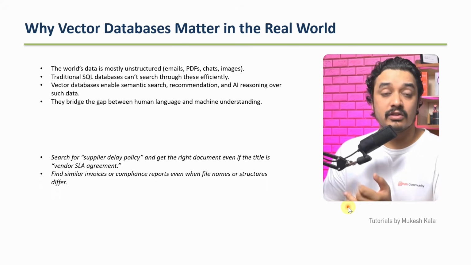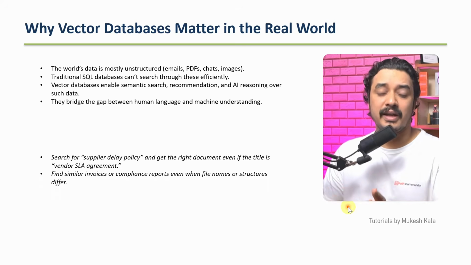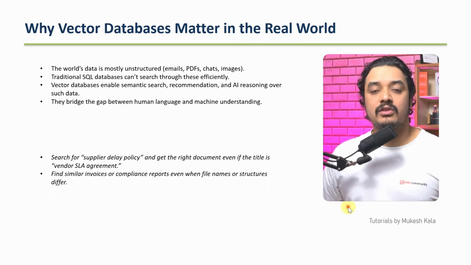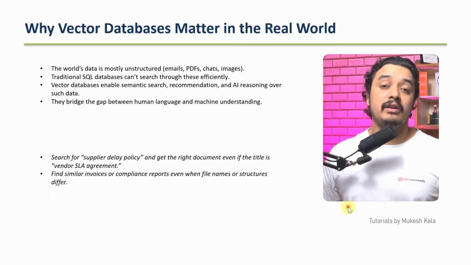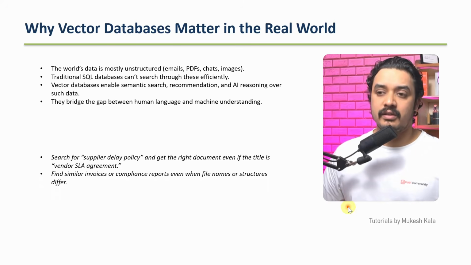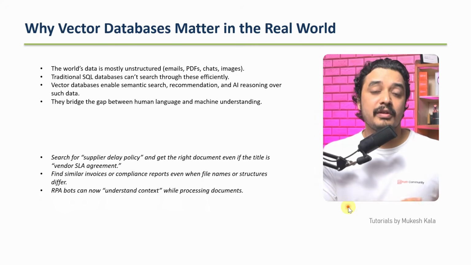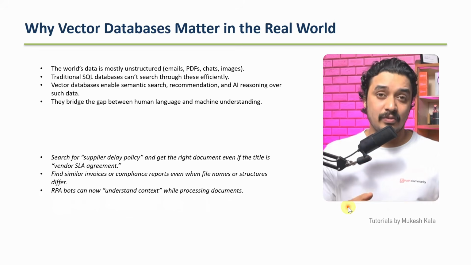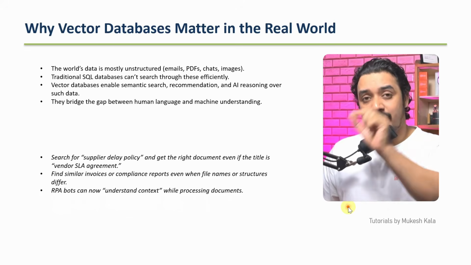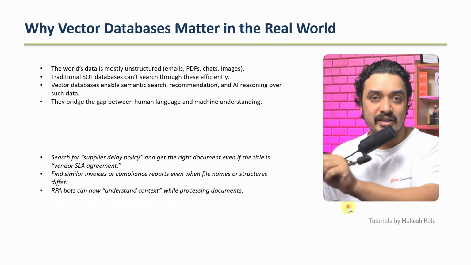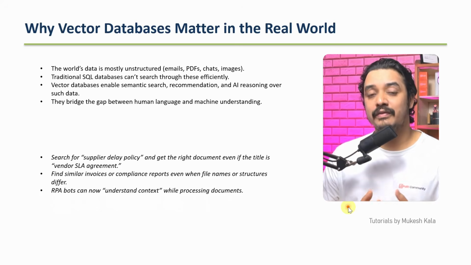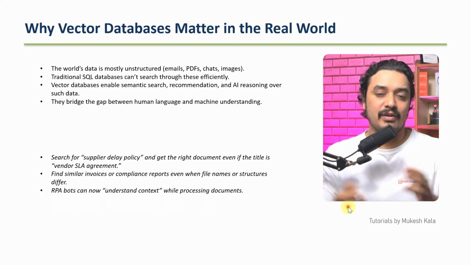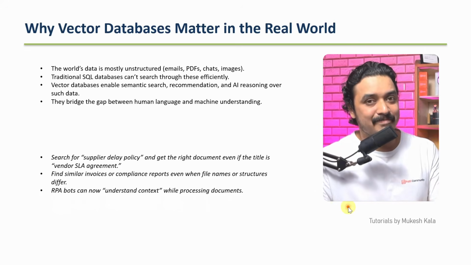Find similar invoices or compliance reports with just a structure name. I can just say give me all the bills which I have raised to the company Tutorials by Mukesh Kala, and it will be able to get me all that information, right? If you are someone who is coming from an RPA background, you understand that understanding the context is difficult for robots, and vector database is a core part of your agentic automation. And because of vector databases, it is possible for you to understand the context while you are processing any information or any of the documents, right?